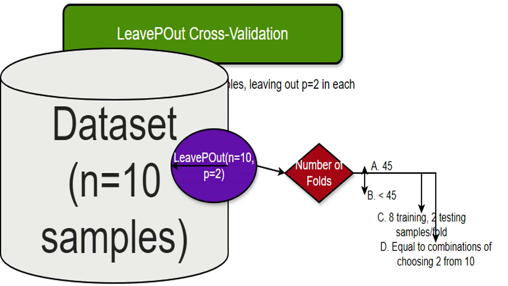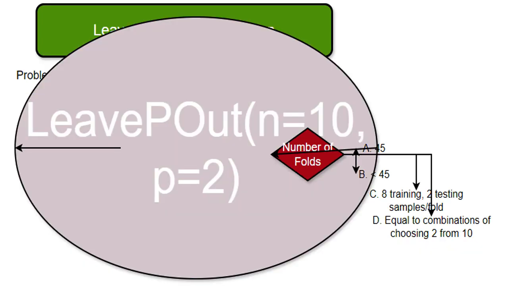This is the central question, Vamsi. A fold in cross-validation is just one iteration of the training and testing process. We want to know how many times we'll go through this 8 train, 2 test cycle with our 10 data points.